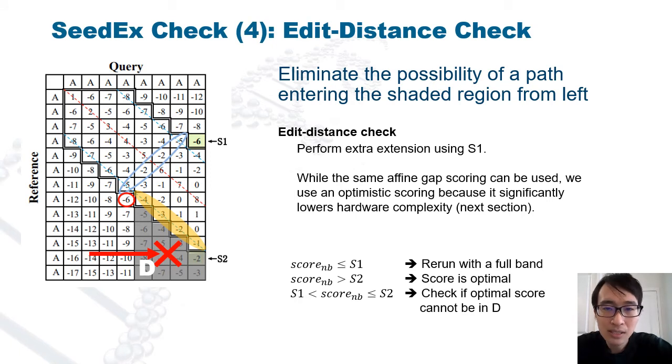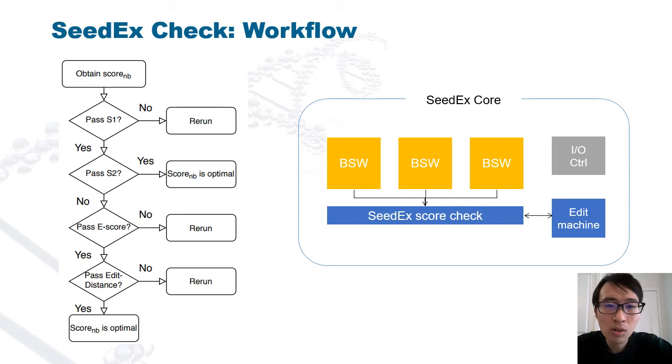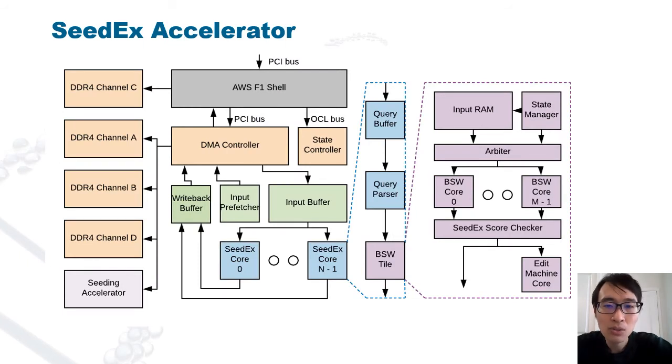Finally, we check non-existence of the path entering from the left. We perform an extra extension using S1 as an optimistic initial score. Where the same affine gap scoring can be used, we use an optimistic scoring because it significantly lowers hardware complexity. Overall workflow is shown here. The SeedEx check does not modify the baseline accelerator design, but it can be added as a module that can be shared across many PUs.